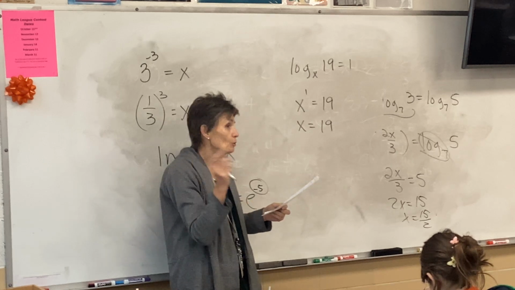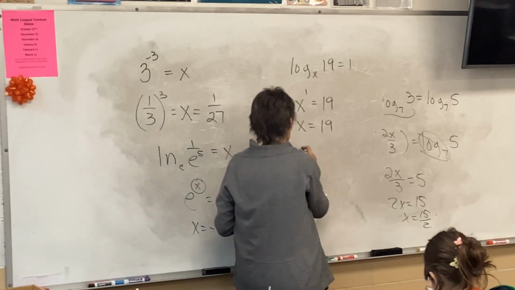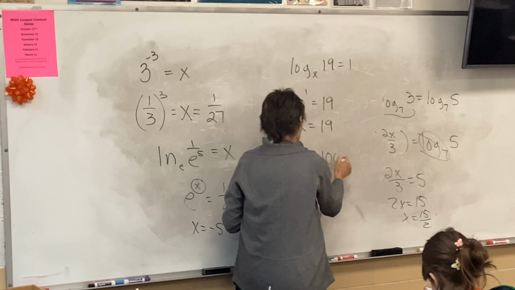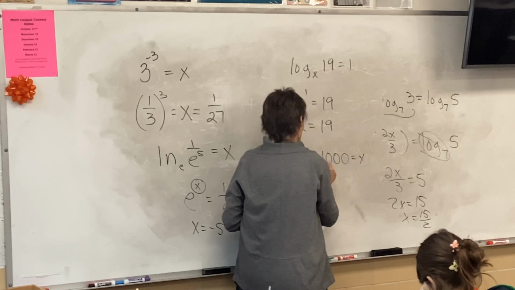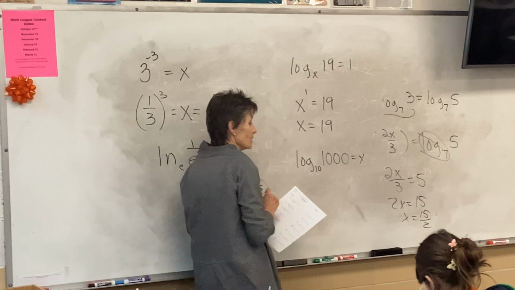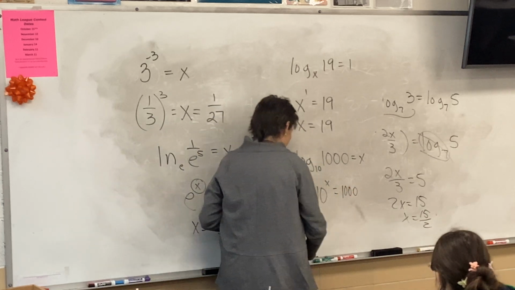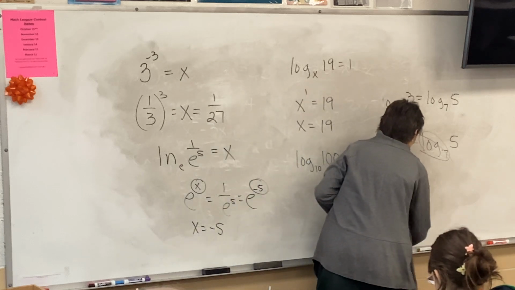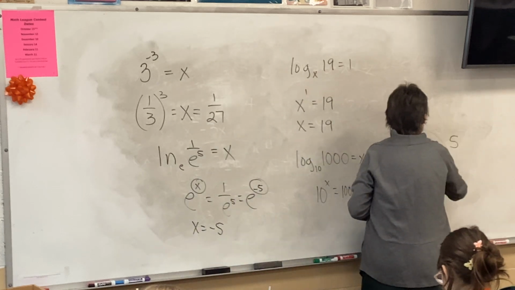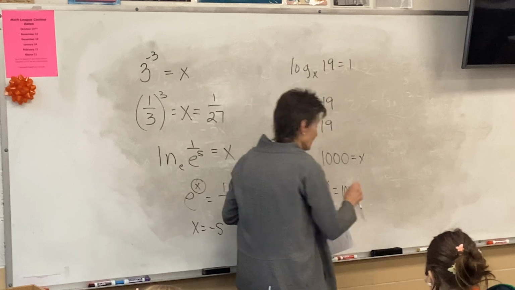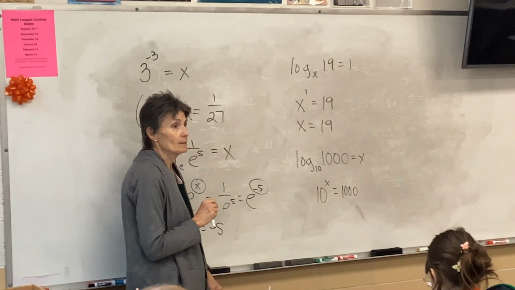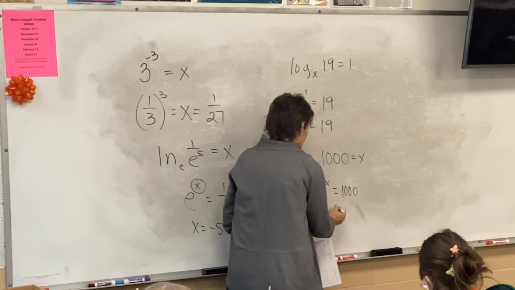E, you're going to loop-de-loo it, but before you loop-de-loo it, you're going to have to remember what? There's a 10 in there. So 10 to the x equals 1,000. Then you're going to think about, okay, how many 10s do I have to multiply to get 1,000? 3. So x is 3.